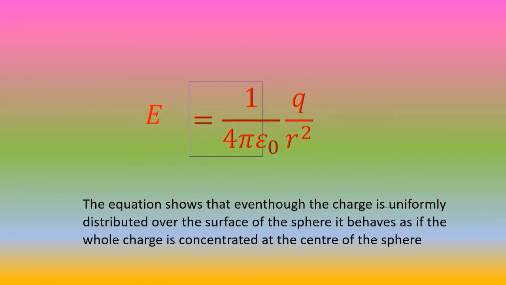Now rearrange the equation. We can write E is equal to 1 by 4 pi epsilon 0 Q by r square. In this equation, the distance in the denominator is r square. This r is the distance from the center to the surface of the Gaussian surface. So the equation shows that even though the charge is uniformly distributed over the surface of the sphere, it behaves as if the whole charge is concentrated at the center of the sphere.